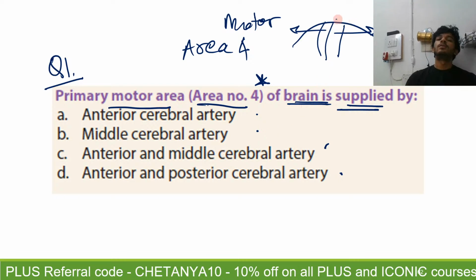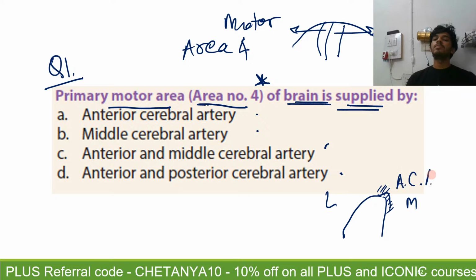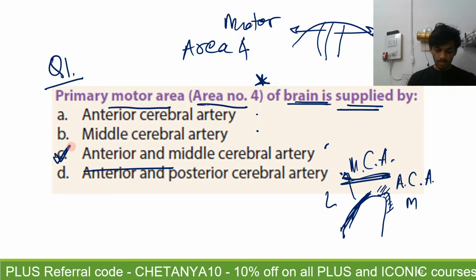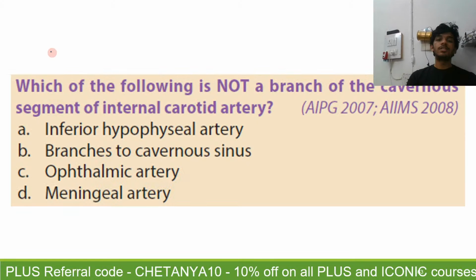Yeah. So I'll just tell you that the medial part. So if this is your brain and this is your medial portion, this is your lateral portion. Let's say this is the cerebral hemisphere. So this medial part will be supplied by the anterior cerebral artery, which is coming till here. This part is supplied by the anterior cerebral artery, and this remaining lateral part is supplied by the middle cerebral. So it is supplied by both the anterior and middle cerebrals. Number one, the answer is C.